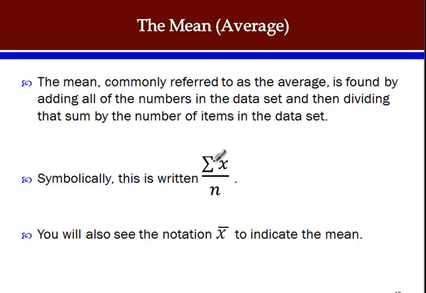So that's why we have the sigma x, because remember sigma means sum or add. X means the individual elements or the individual numbers, and n says divide by the number of numbers that you see. And often you'll see x bar, and that is a commonly accepted name for the mean. So that is the sum of all the x's divided by the number of numbers is x bar, or the average or mean.